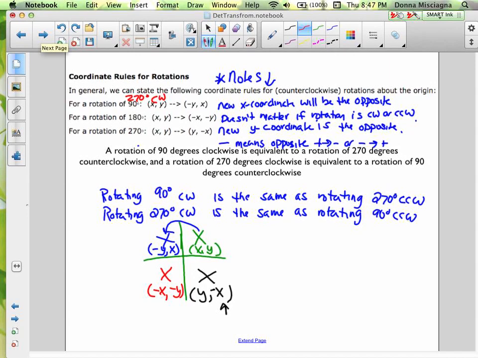The rotation of 270 degrees counterclockwise is also the 90 degrees clockwise rotation. Just go in the other direction. So a rotation of 90 degrees clockwise is equivalent to a rotation of 270 degrees counterclockwise, and a rotation of 270 degrees clockwise is equivalent to a rotation of 90 degrees counterclockwise. All right, so add this to your notes.